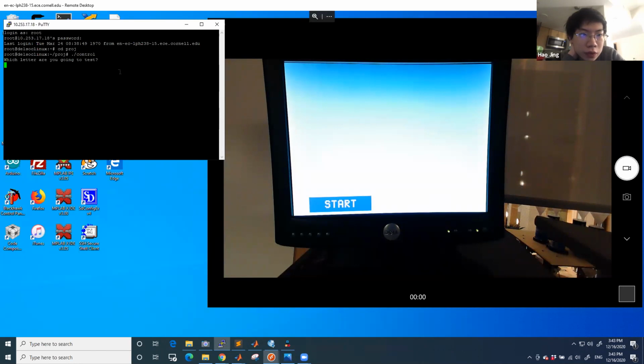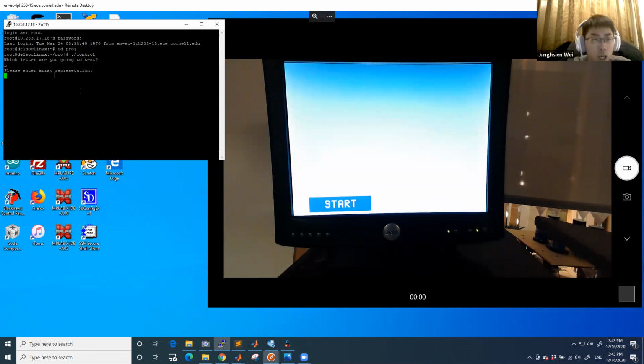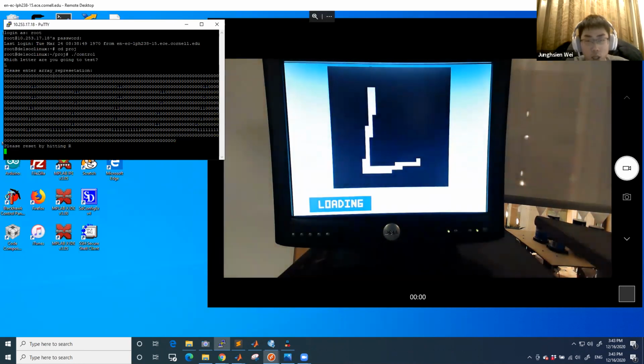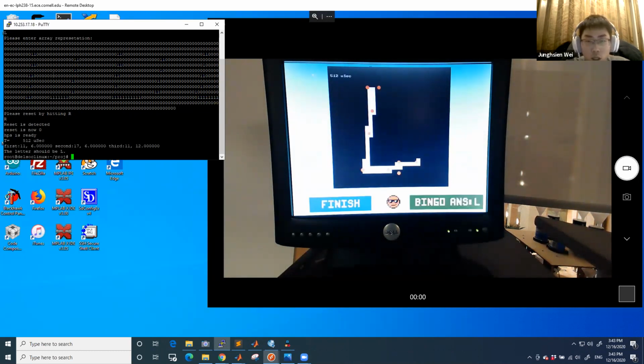Yeah. Then it will first ask which letter we are going to test. So this is basically the answer. Tell the computer, okay, right now we're testing the letter L. Then we'll enter the array we just got from the MATLAB. Then it will show the image. Then when we press the reset, it will predict, okay, it found the right answer. The letter should be L. Then it will represent the image.